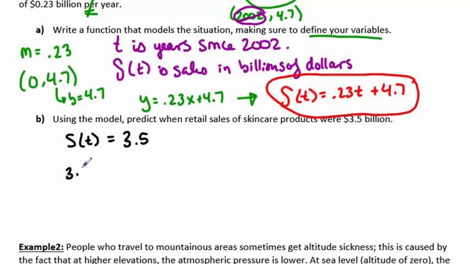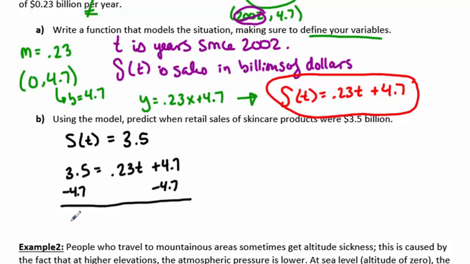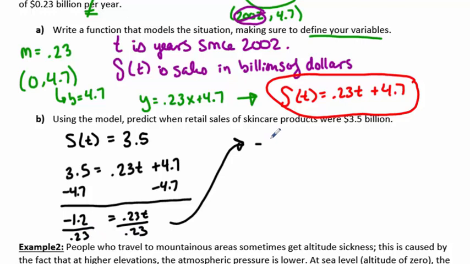So s of t becomes 3.5 equals 0.23t plus 4.7. Now, to solve it, we're going to want to subtract the 4.7 from both sides. That gives us negative 1.2 equals 0.23t. And then if you divide both sides by 0.23, you'll come up with about negative 5.22 if you round to two places, equals t.